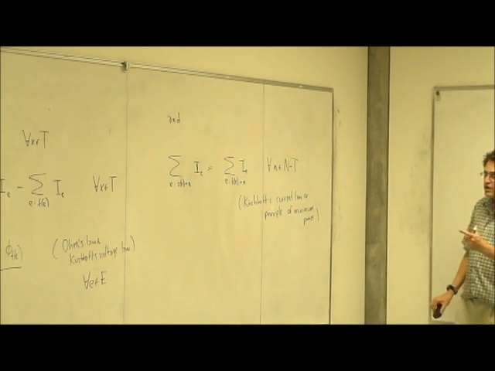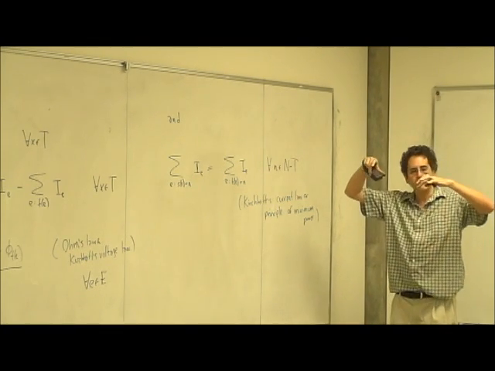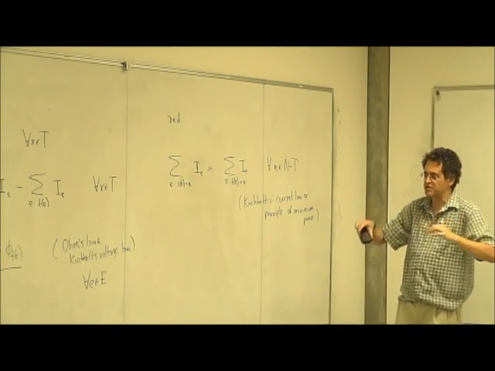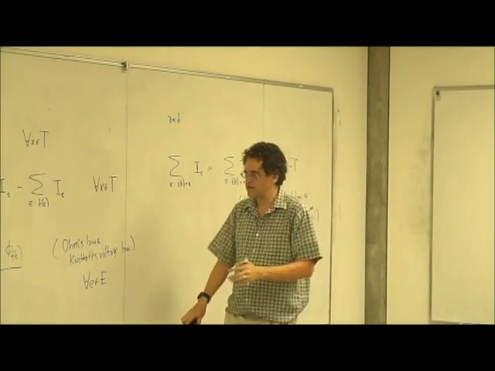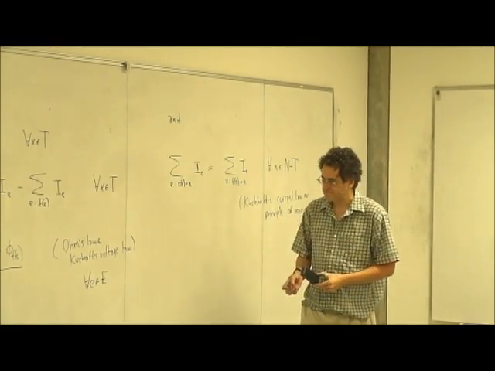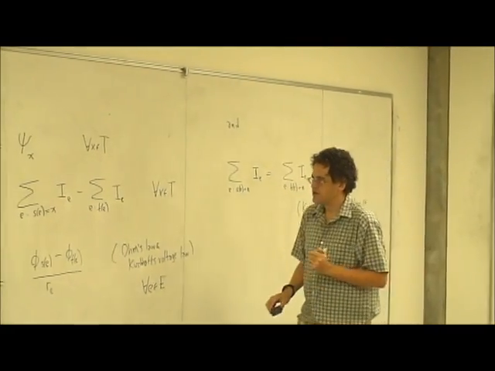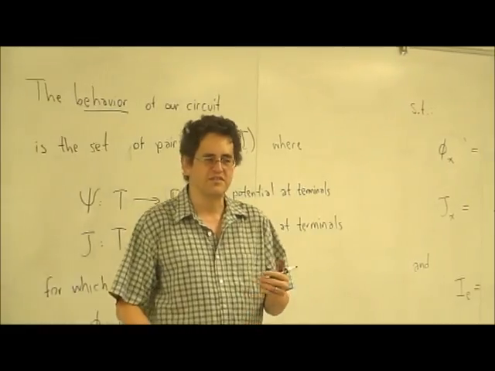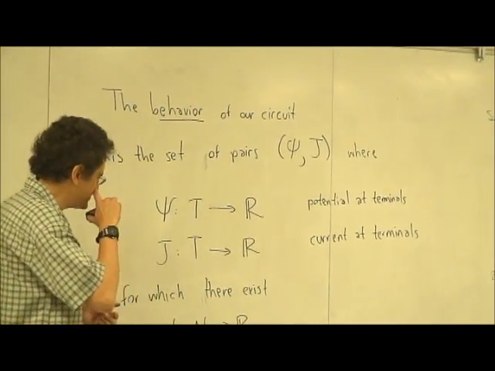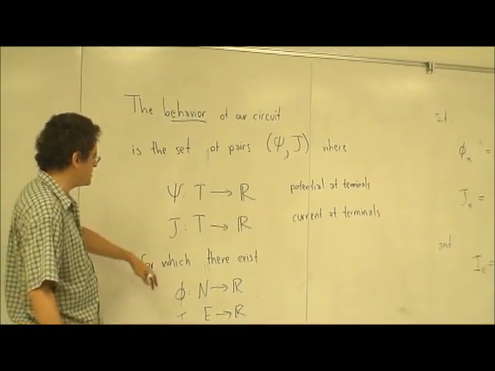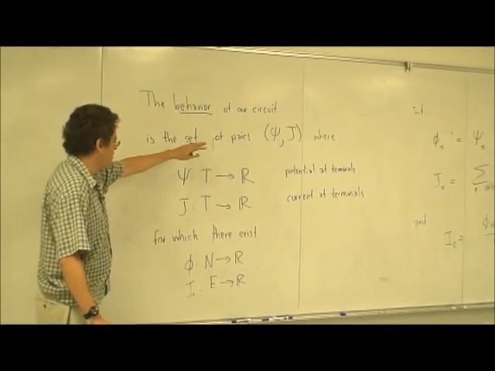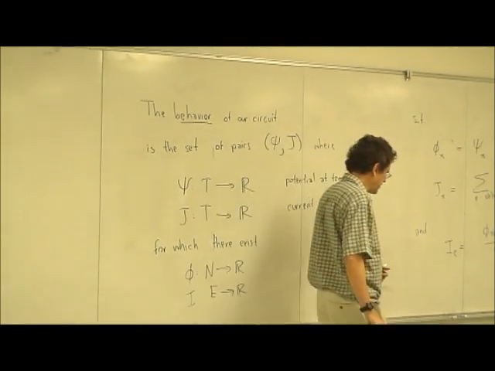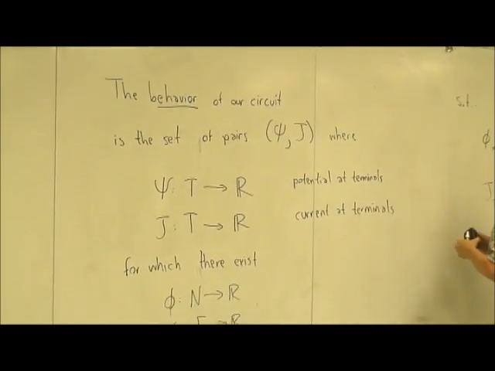Okie doke. So that's what it means to say that you've got some currents and voltages at the terminals, and they extend to currents and potentials all throughout your circuit that are consistent with the laws of physics. So this still looks sort of complicated, but the first thing to notice is it's either true or not. Either there do exist these, or there don't. So there's some set of pairs for which they do exist, and that will be our behavior.